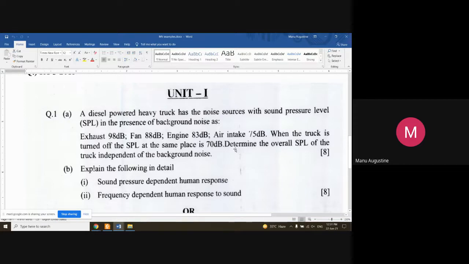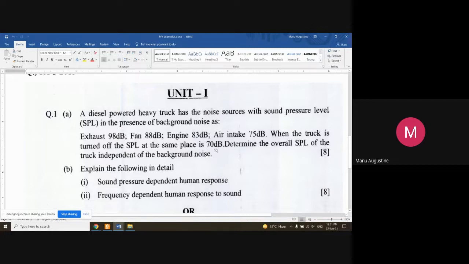Now the question is asking you, determine the overall SPL of the truck independent of the background noise. Meaning, including background noise, the exhaust was 98, the fan was 88, and similarly the engine and air intake including background noise were 83 and 75. And if we turn off all the machines, that is, turn off the truck, the ambient noise alone is 70 decibel that we hear.